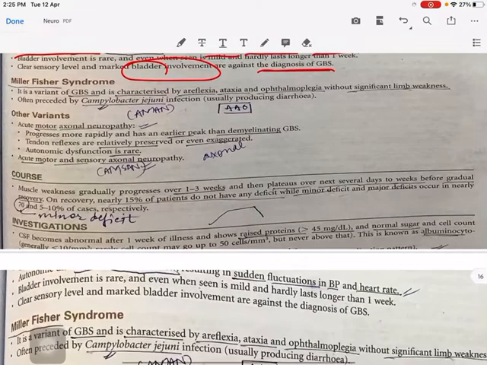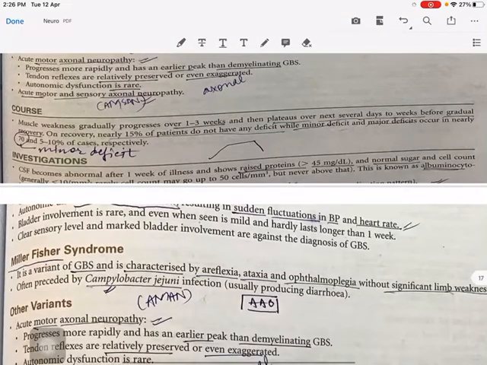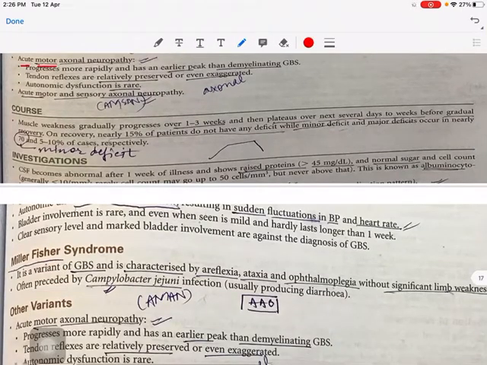What are other variants of GBS? We have Miller-Fisher syndrome. Okay, it is a variant of GBS, and it is characterized by AAO, areflexia, ataxia, ophthalmoplegia, without significant limb weakness, and it is often preceded by Campylobacter jejuni. Okay, and what does Campylobacter jejuni do? It produces bloody diarrhea. Other variants, we have AMAN, acute motor axonal neuropathy, and AMSAN, acute motor and sensory axonal neuropathy.